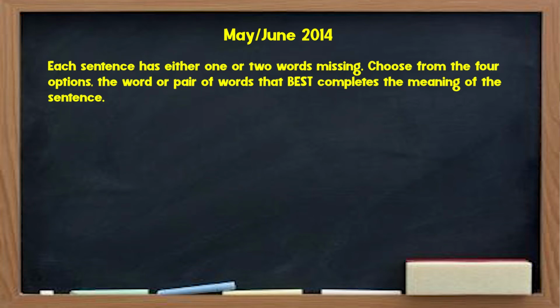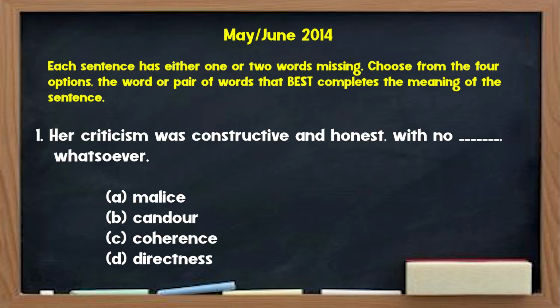Items 1 to 5. The instruction reads, each sentence has either one or two words missing. Choose from the options the word or pair of words which best completes the meaning of the sentence. Mark your choice on the answer sheet. Number 1. Her criticism was constructive and honest, with no something whatsoever. Our options are malice, candor, coherence, and directness.